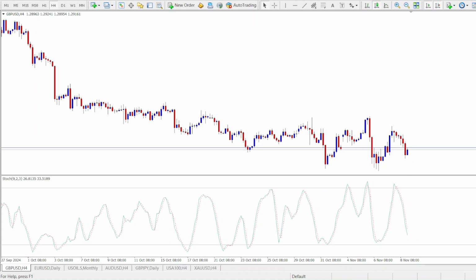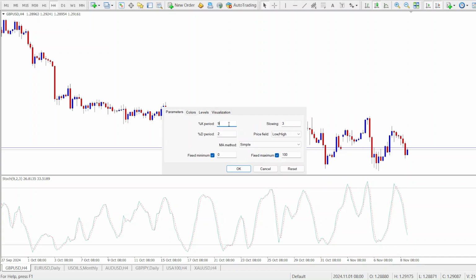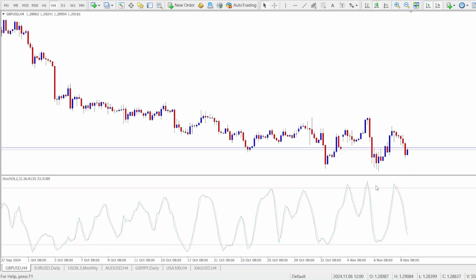So to summarize, for day trading, a common setup might look like a percentage K period 9 or 5, a percentage D period 3 or 2, and overbought level 80 or 85, and oversold level 20 or 15. These settings give you quicker, more responsive signals that are crucial when you are working with shorter time frames.